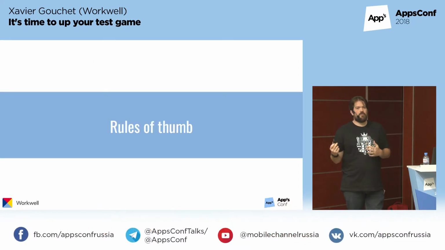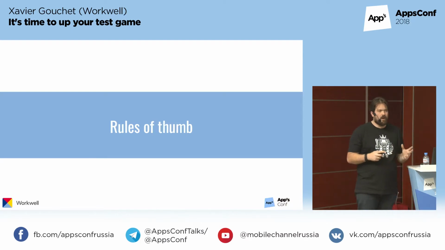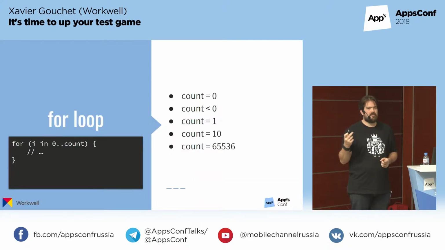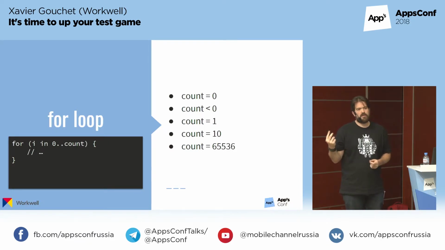So one last thing is a few rules of thumb, because sometimes you ask, okay, how much testing should I write? A large fraction of the flaws in software development are due to programmers not fully understanding all the possible states the code may execute in. These are rules of thumb that I use to know how many tests I should think about.